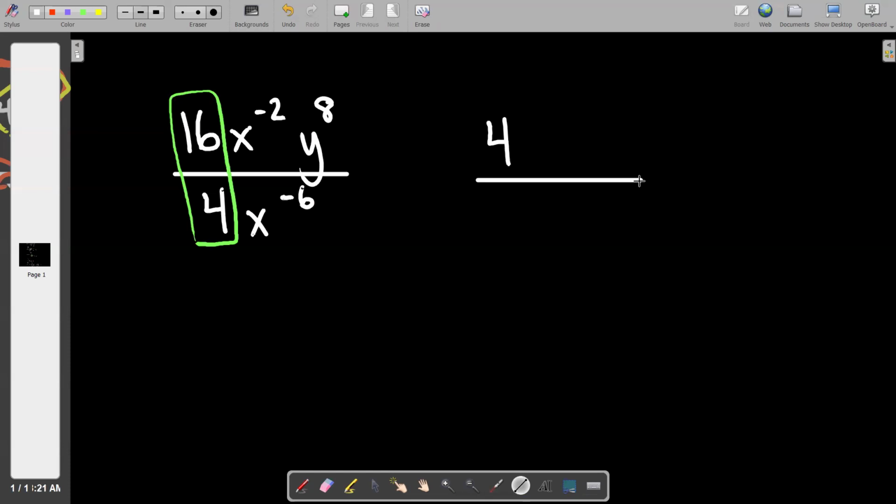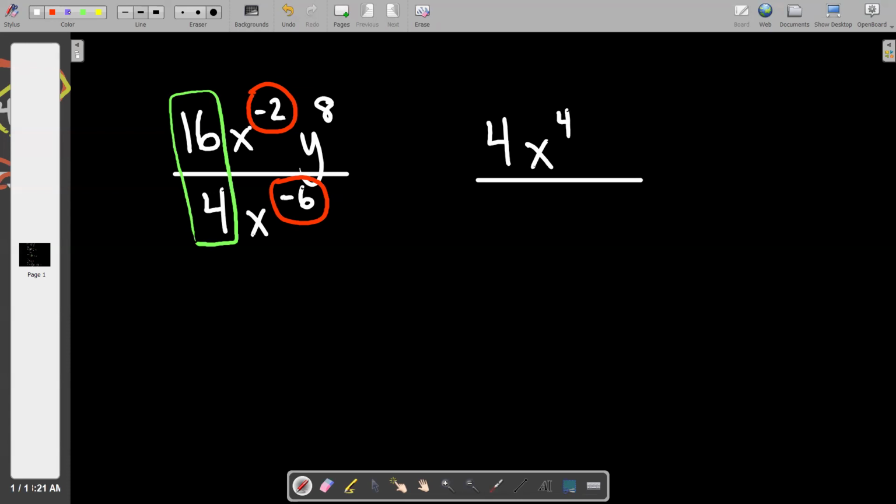So let's look at our x's now. I have a subtraction problem to do. I have some x's upstairs and I have some x's downstairs. What is -2 minus -6? It is all day long. -2 plus 6 is 4. And since it's +4, then I put my x to the 4th on top. I shouldn't even say I choose, like that's what I have to do.